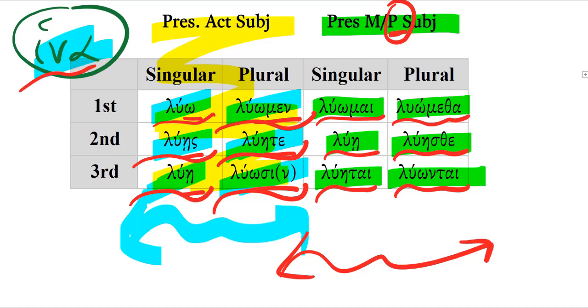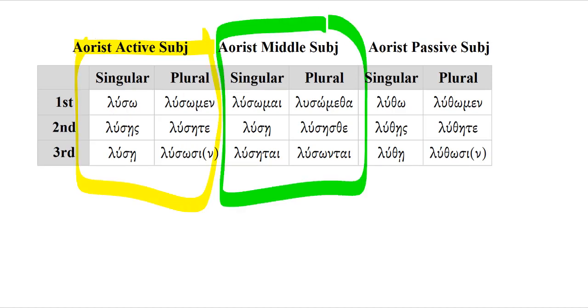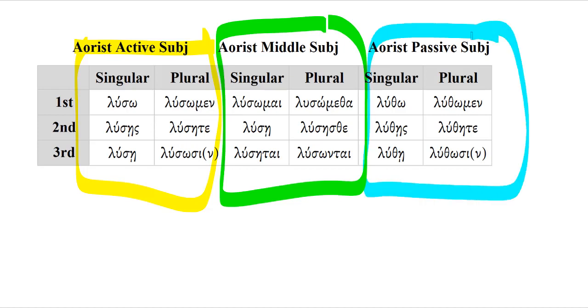Most subjunctives in the New Testament are present or aorist. There are very few that are not. There's a few perfect subjunctives, very few. But notice what we have here. We have the aorist active subjunctive right here. We'll highlight that. We have the aorist middle right here, and the aorist passive right here. I want you to see that we're just continuing to recycle these endings: o, ace, a, omen, eta, osen. All we did there was drop in a sigma.